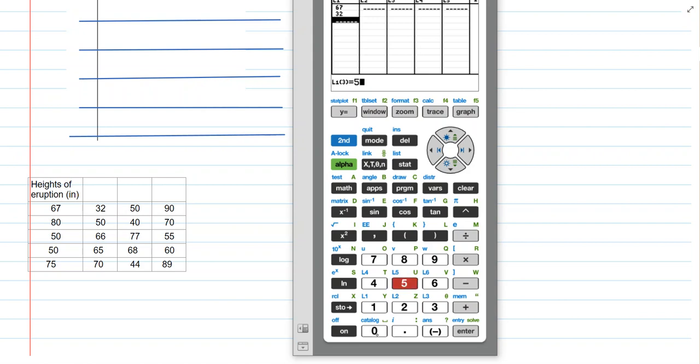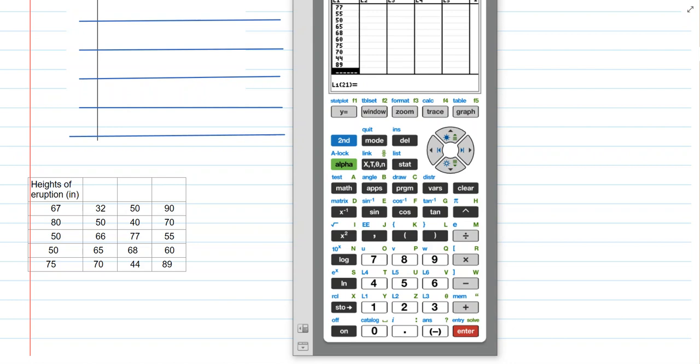32, 50, 90, 80, 50, 40, 70, 50, 66, 77, 55, 50, 65, 68, 60, 75, 70, 44, and 89. So as I enter my last digit, it says 21.